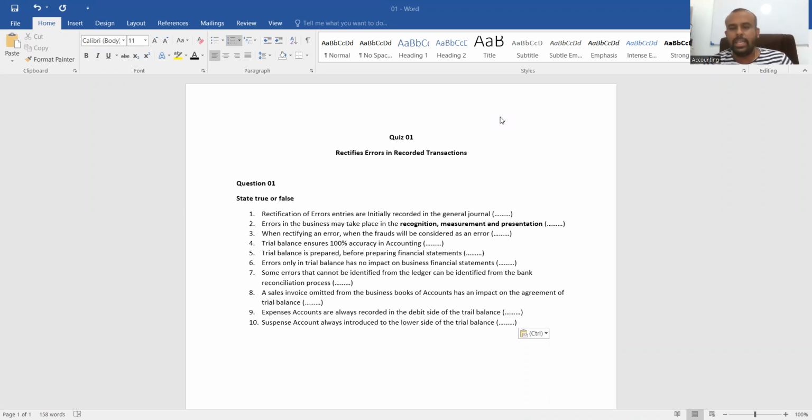Rectifications of errors are initially recorded in the general journal. True or false? The rectifying entries, before recording them in the respective ledger accounts, need to be recorded in the general journal. Is it true or false?